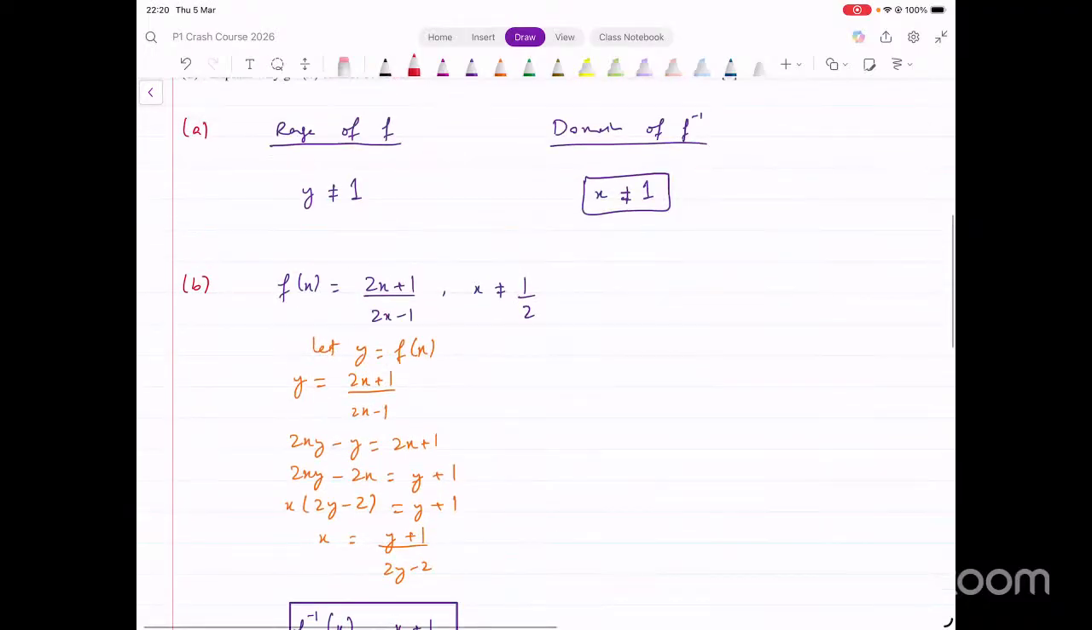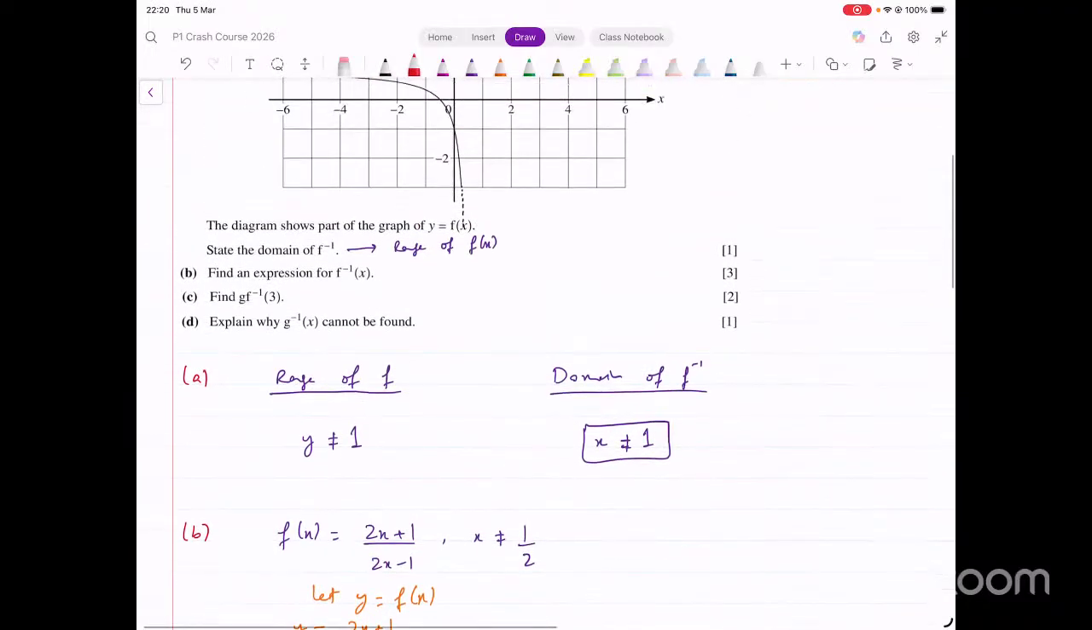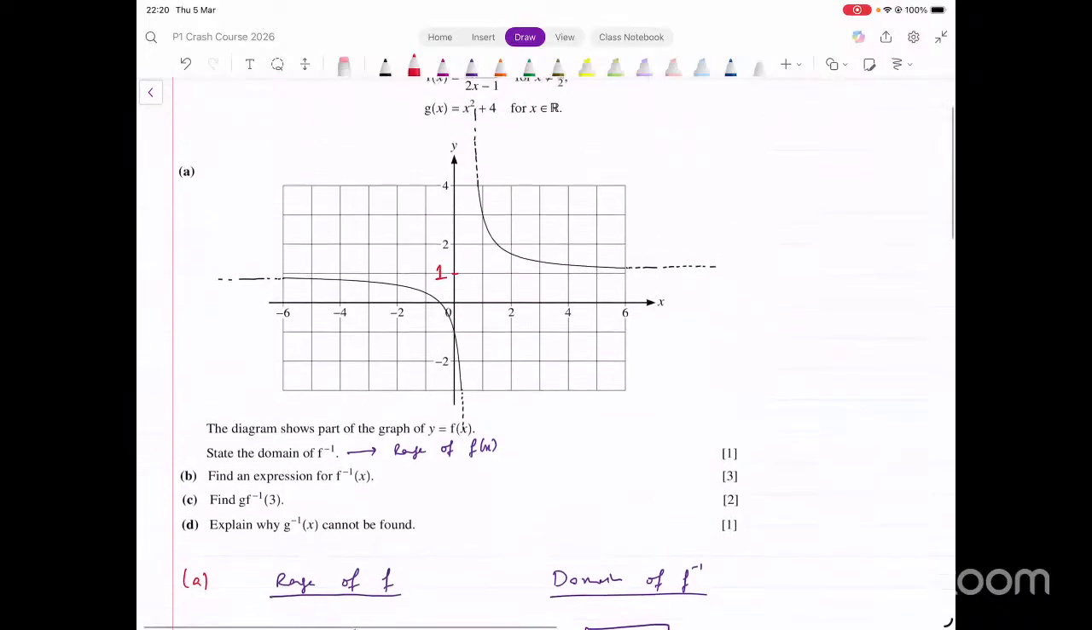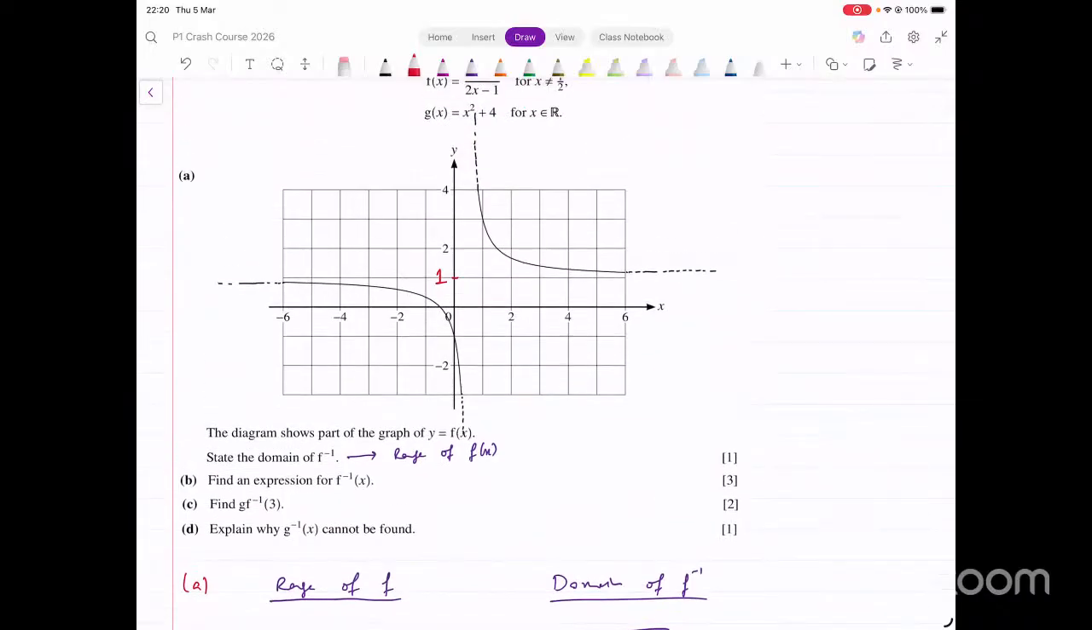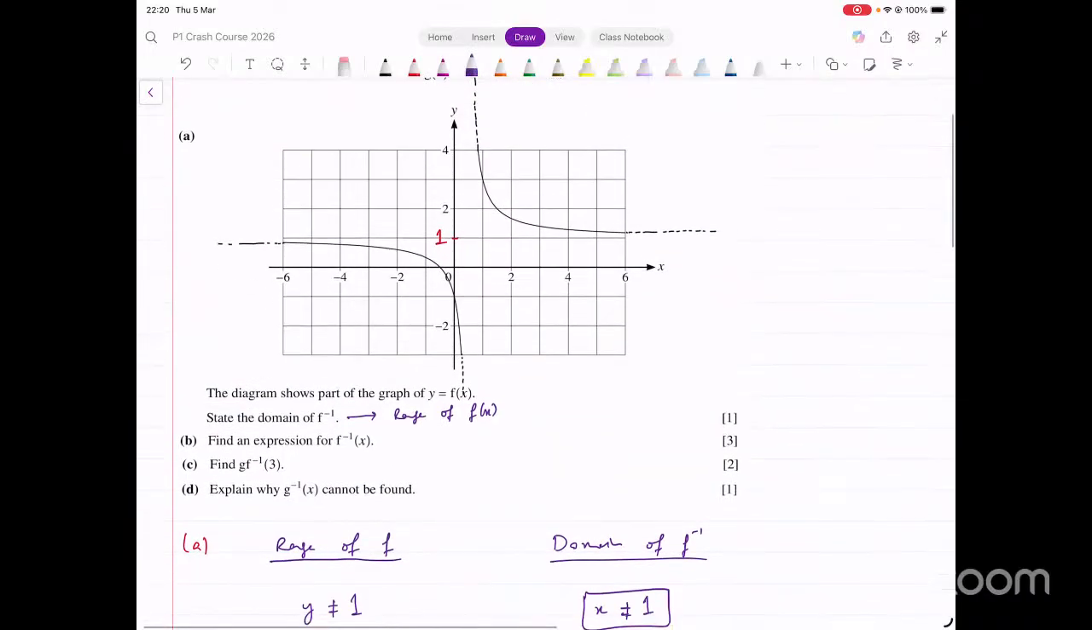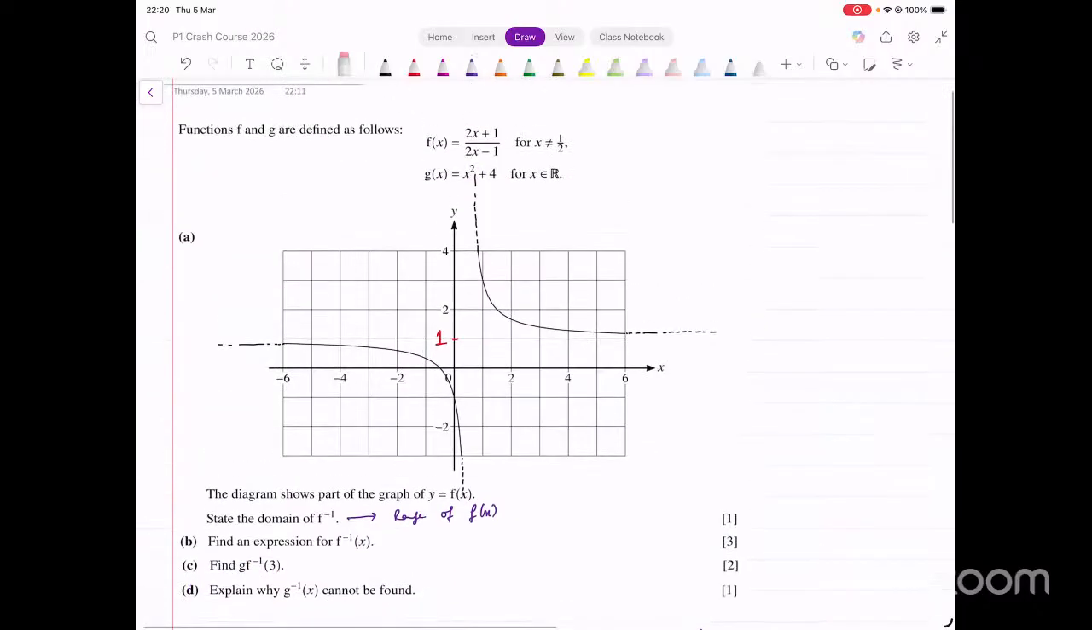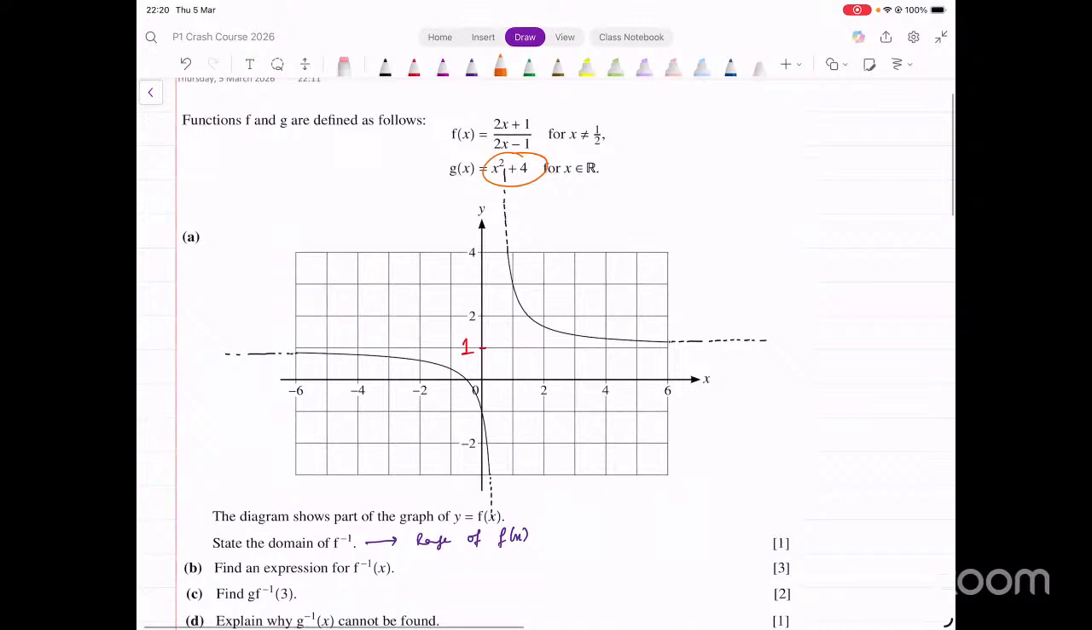Then the last part says, explain why g inverse of x cannot be found. Now, without even looking at the function, you know the answer to this question, right? Why can an inverse not exist for any function? Because it's not one-to-one, right? And you can see here as well, it's a quadratic function, defined for all real values. It will be a U-shaped graph like this. It fails the horizontal line test. I can draw this horizontal line that cuts the graph at 2 points. So it's not one-to-one.